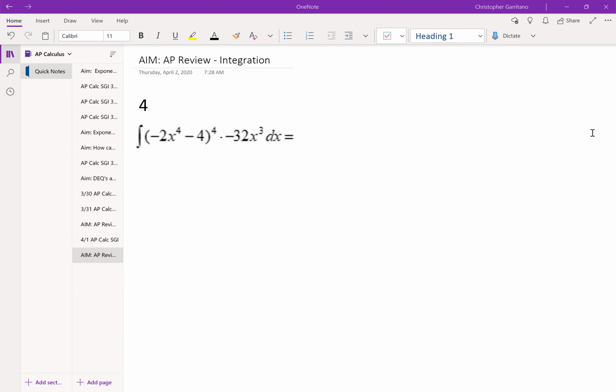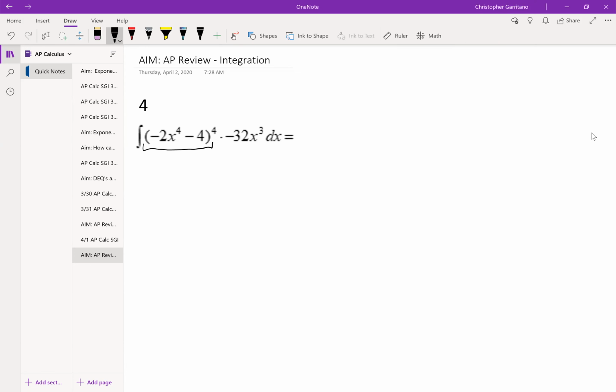But in general, at least for AB Calc, if there's an integral that doesn't look like it can just be directly done, then likely it's a U-substitution problem. And that's the case here. So you notice that we have a composition of 2 functions times another function.